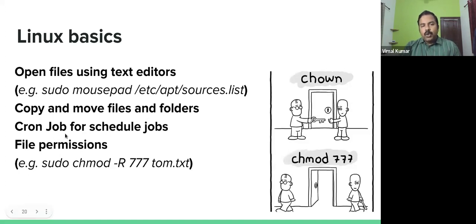Then cron jobs for scheduled jobs. This is very helpful. We can give an instruction to take a backup of your database at a particular time. It will run, take the backup and put it in a particular place. That is called a cron job. Then file permissions. We have to give the system permission to make changes to a file.